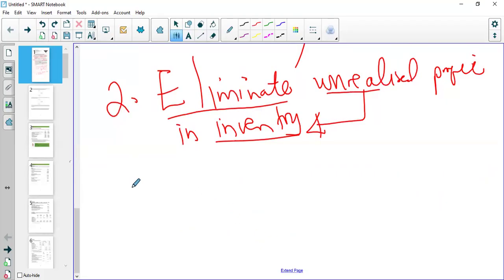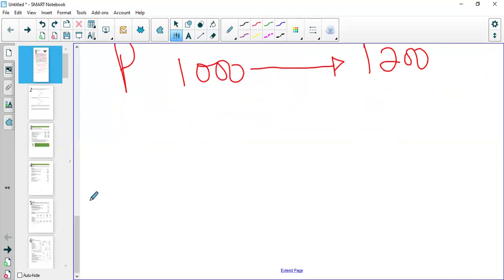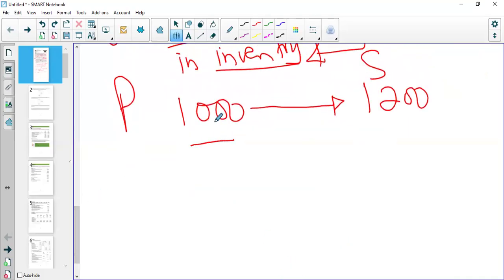The reasoning there is, right, let's say entity P has inventory worth 1,000. Then it sells this inventory to S, the subsidiary, at 1,200, right? Do you understand here? Then this inventory at the end of the year remains unsold. So do you see that the inventory will be recorded at 1,200? Do you understand that?